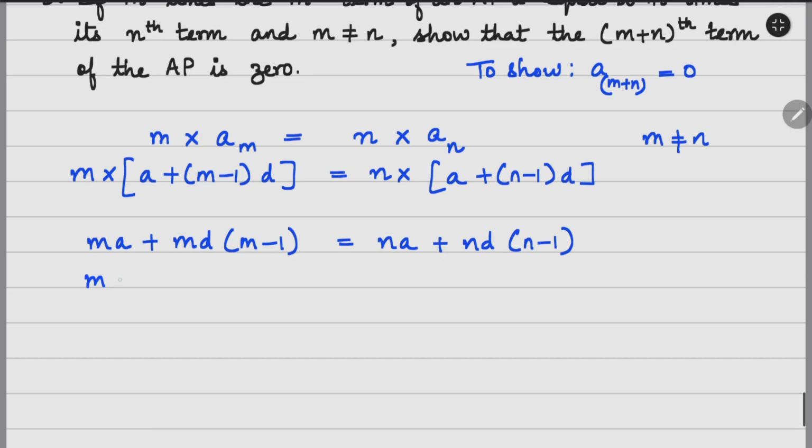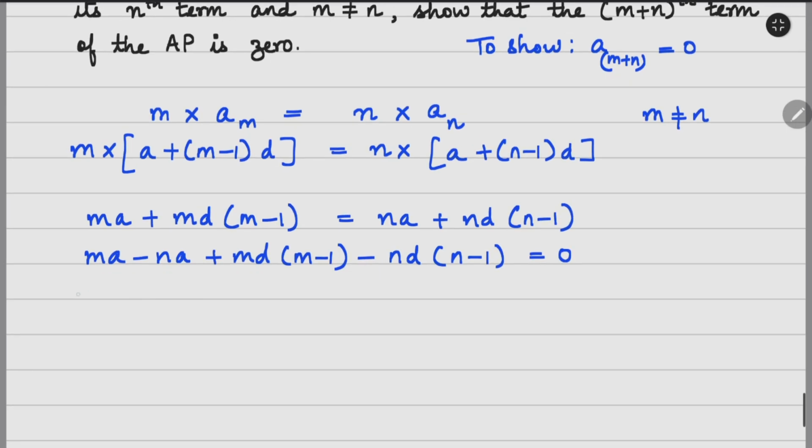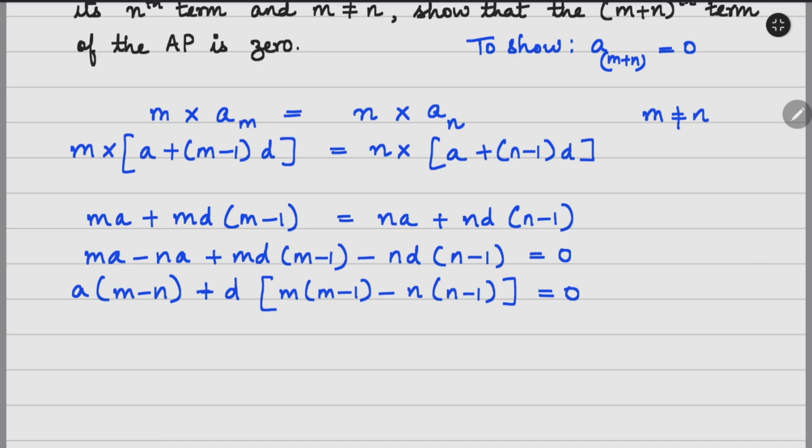So you have got your MA, that NA comes to the LHS, so minus NA plus MD into M minus 1 is already in the LHS. So minus ND into N minus 1 equal to 0. Right, so take A common. So you have A into M minus N is equal to, from these two terms you can take plus D common out. Right, plus D, if you take common, what will remain here? M into M minus 1 minus N into N minus 1 equal to 0.